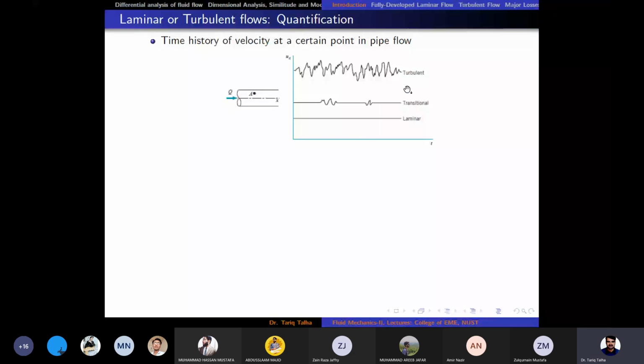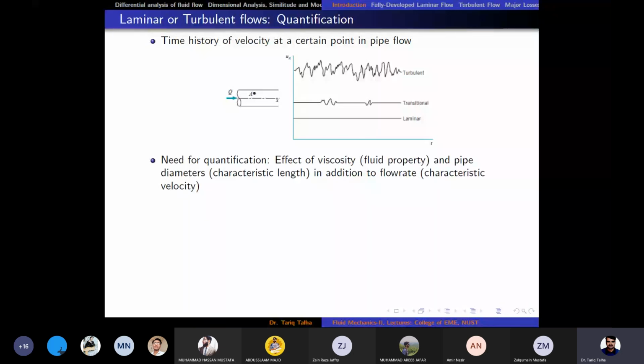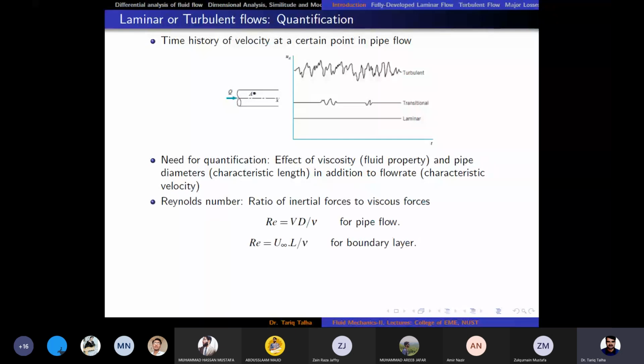As engineers, we need to come up with some numbers to make a distinction whether the flow is laminar, in the transitional range, or in the turbulent range. For that we have got a non-dimensional number, which is called Reynolds number. Reynolds number is basically the ratio of the inertial forces to the viscous forces.